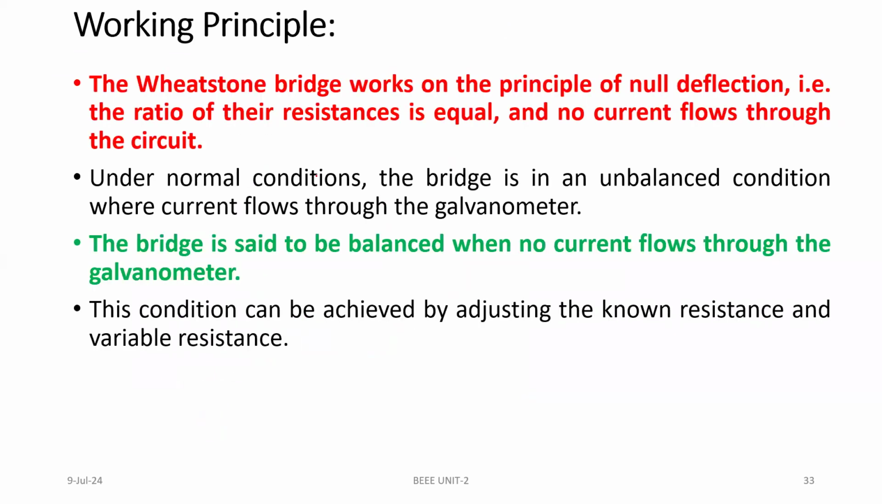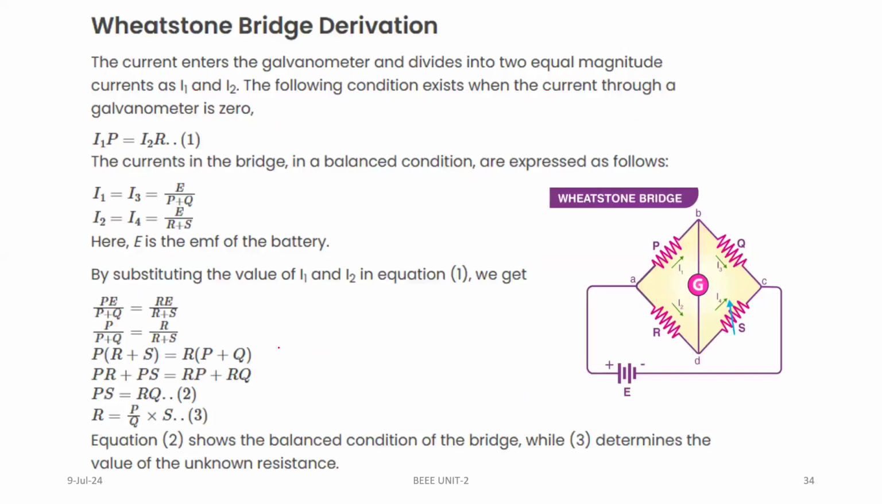Working principle. Don't forget the working principle. The Wheatstone bridge works on the principle of null deflection: the ratios of the resistances are equal and no current flows through the circuit. Under normal conditions, the bridge is in an unbalanced condition, and at that time current flows through the galvanometer. The bridge is said to be balanced when no current flows through the galvanometer. This condition can be achieved by adjusting the known resistance and variable resistance.